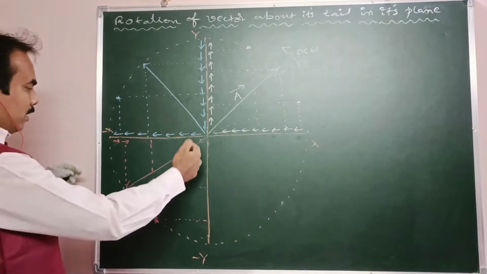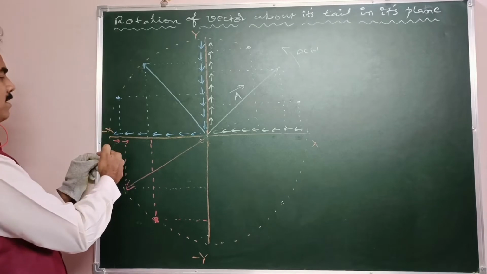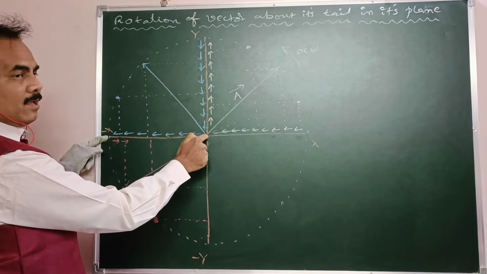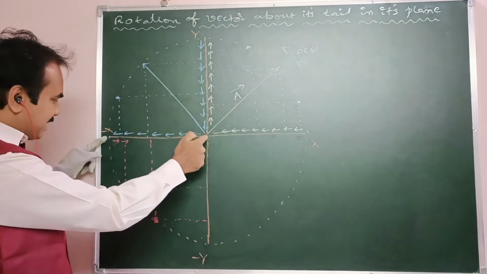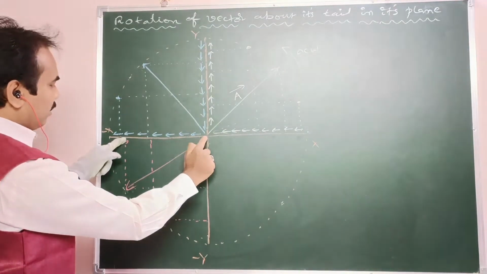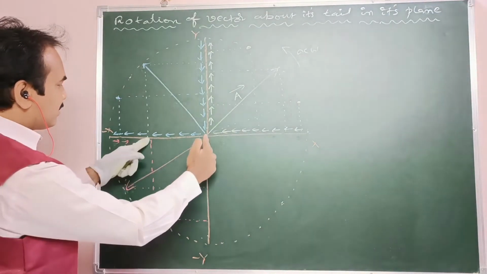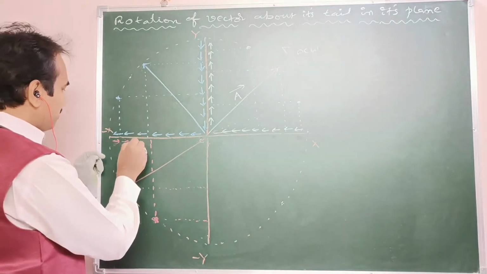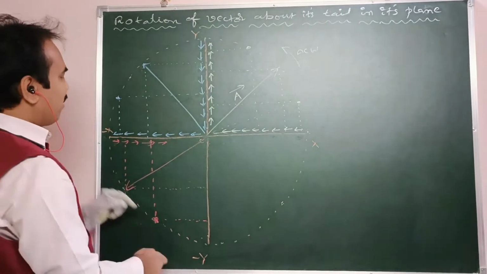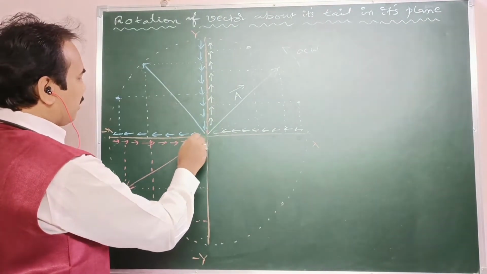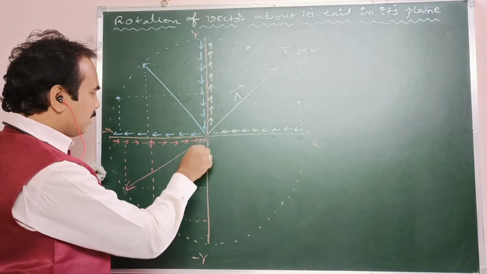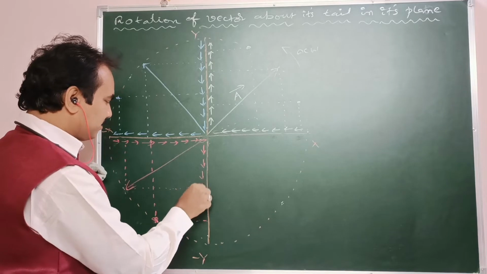Now, when this vector points in the negative x direction, this is the total length, otherwise this is the projection on the negative x axis. When the same vector comes here, this is the x projection. When the same vector comes here, this is the x projection. So the x projection gradually decreases when it goes from negative x to negative y. Right? The x projection gradually decreases, and at the same time the y projection increases.